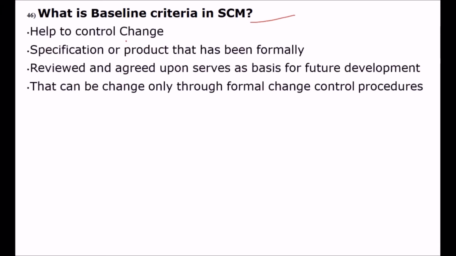What is the baseline criteria in SCM? Software Configuration Management, SCM, is basically related to changes. So it helps to control change. A specification of a product that has been formally reviewed and agreed upon serves as the basis for future development, and that can be changed only through a formal change control procedure. So tracking and controlling is the base work of SCM.